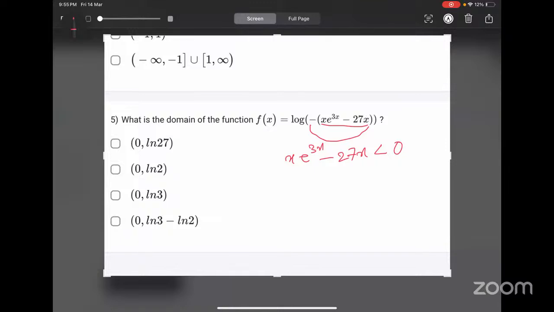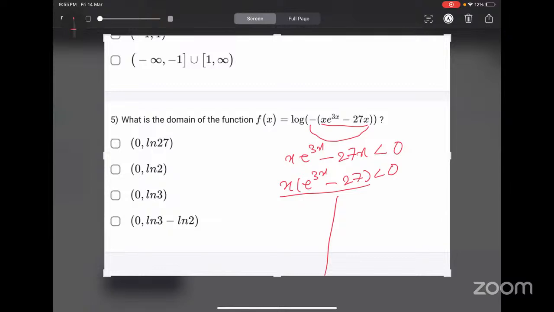Now, what can we do? You can take out x from outside. So x into e power 3x minus 27 should be less than 0. The multiplication of two things is less than 0, so x cannot be 0. What are the two cases? Ma'am, can we say e power 3x should be 27, 3 cube? Can it work like that?